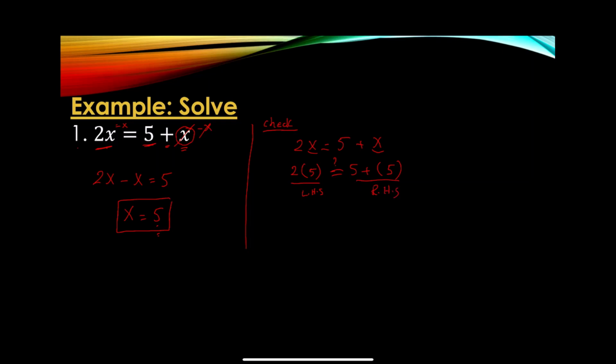Now 2 times 5 is equal to 10. And 5 plus 5 is equal to 10. So both sides are equal.